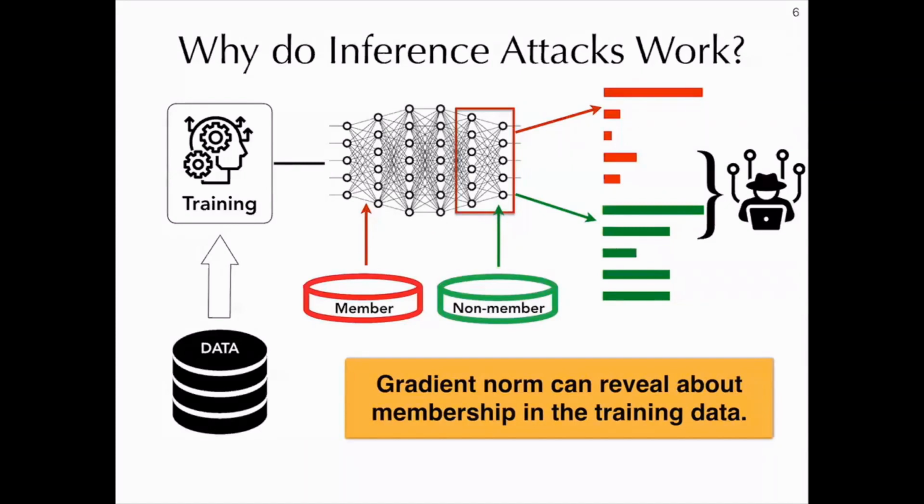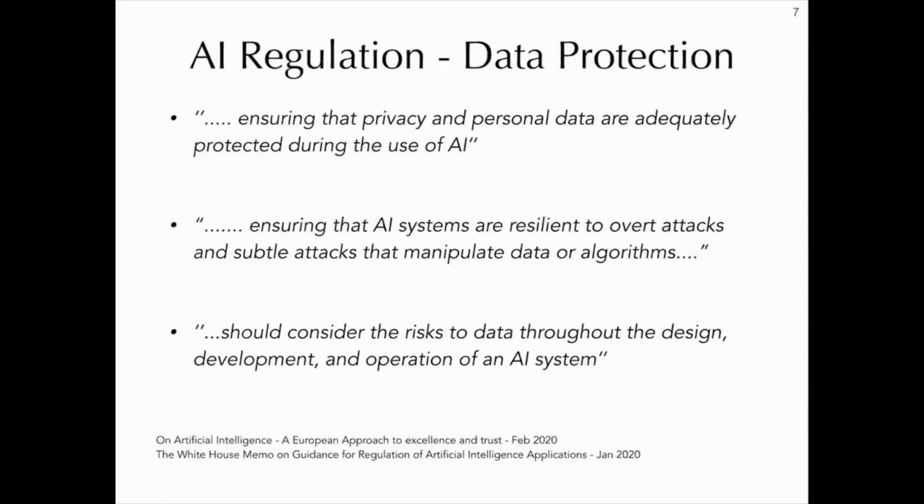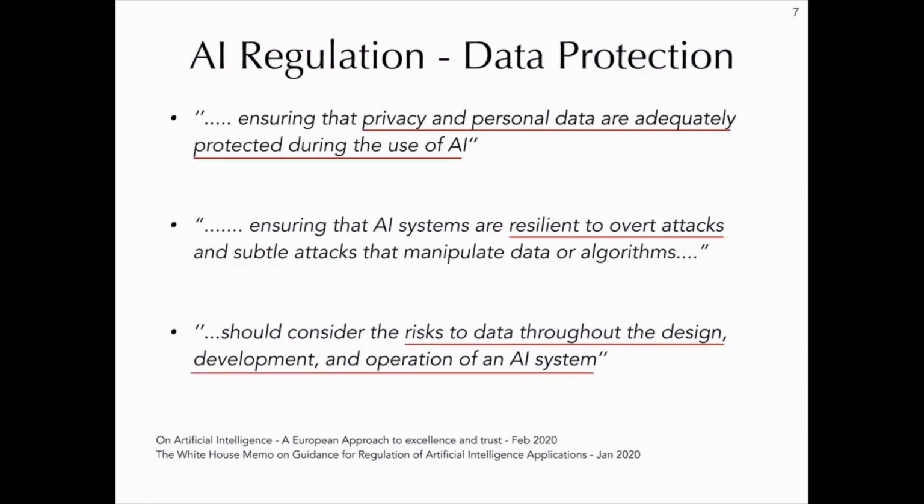This brings in new challenges for data protection laws when designing AI regulatory frameworks. In fact, the European Commission, which is the executive branch of the EU, calls for adequate protection of privacy and personal data in using AI and building systems that are resistant to attacks. Similarly, the White House memo on regulating AI applications emphasizes data protection throughout the operation of an AI system, which includes the inference phase.